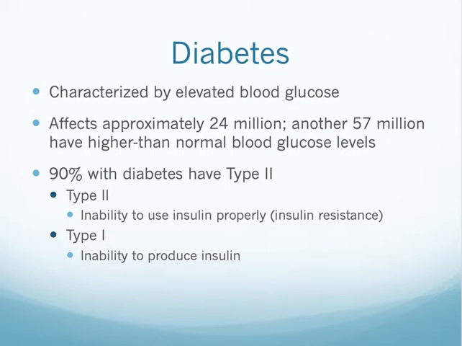In general, diabetes results from the body's inability to produce insulin, which is referred to as type 1, or the inability to use the insulin properly to lower blood glucose levels to normal, and this would be type 2 diabetes. Approximately 90% of people with diabetes have type 2.